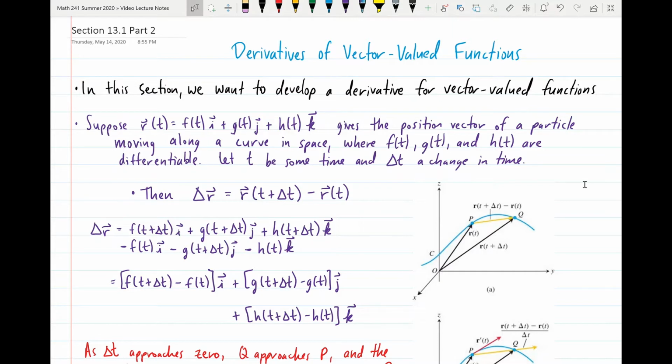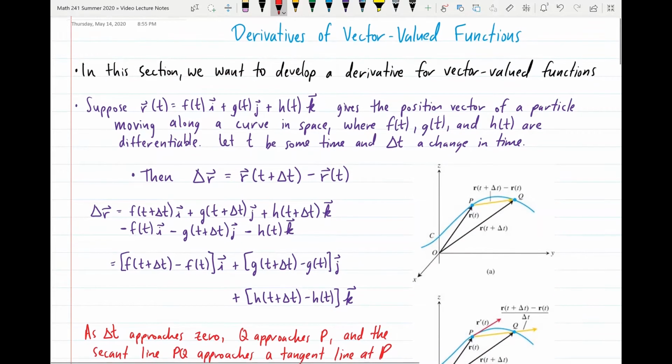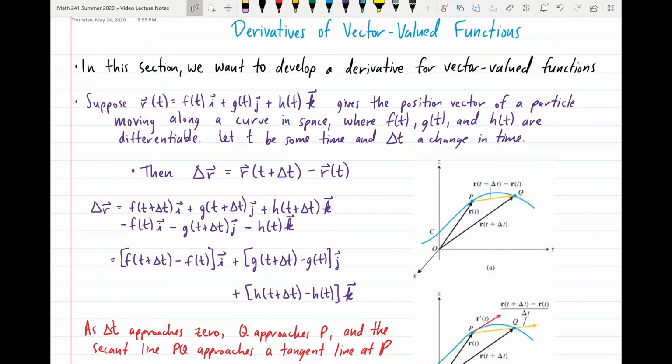So suppose that we have a vector valued function r equal to f of t i plus g of t j plus h of t k, and this gives us the position vector of a particle moving along a curve in space, as we supposed in the last video, where f of t, g of t, and h of t are all differentiable functions. Remember that f of t, g of t, and h of t are just regular real-valued scalar functions, and they are differentiable. We know what that means.